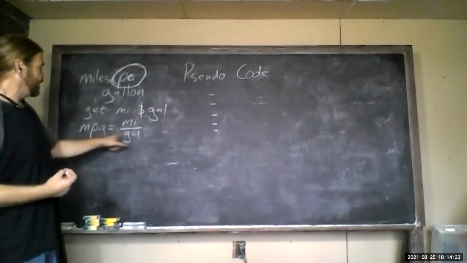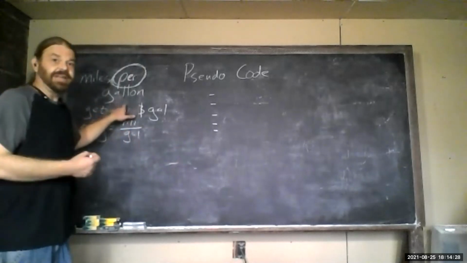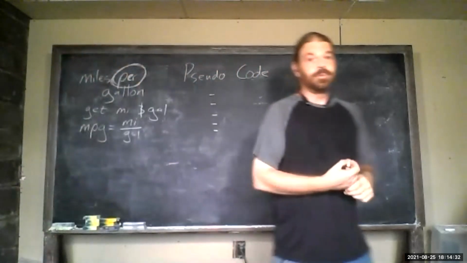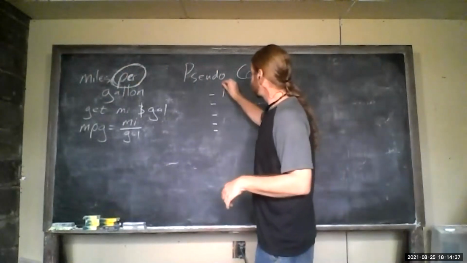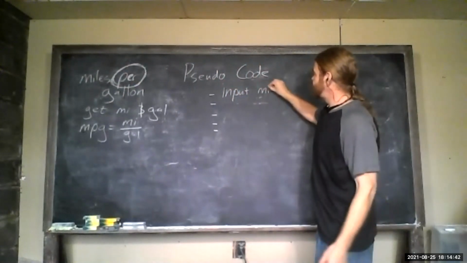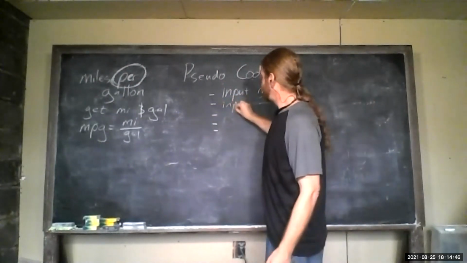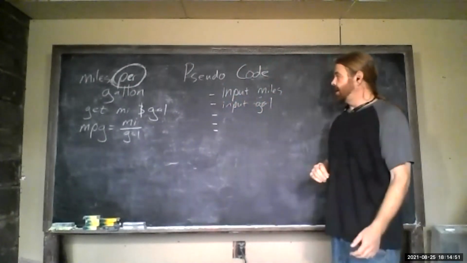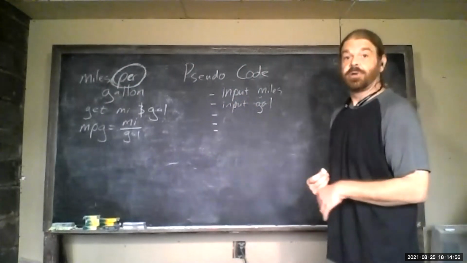Well, looking through here, one of the things we do is we have to do this calculation. But before we do the calculation, we have to get the numbers. And we need 2 of them, so that's 2 separate steps. We can't get 2 numbers in one step, sort of thing. So our first step is input miles. Then second step, input gallons. And once we have both of those numbers, then we can do the math with them, right?